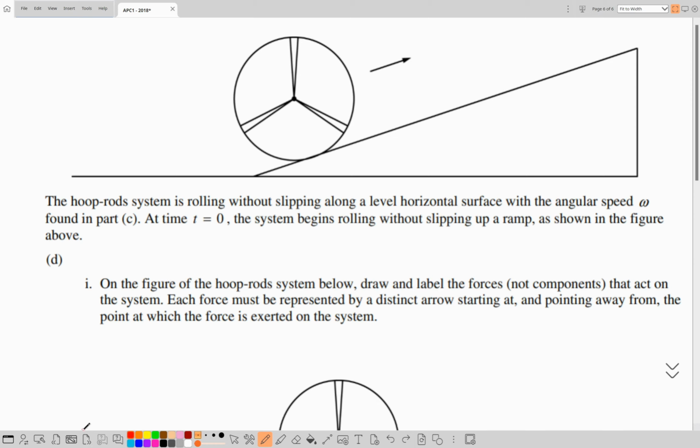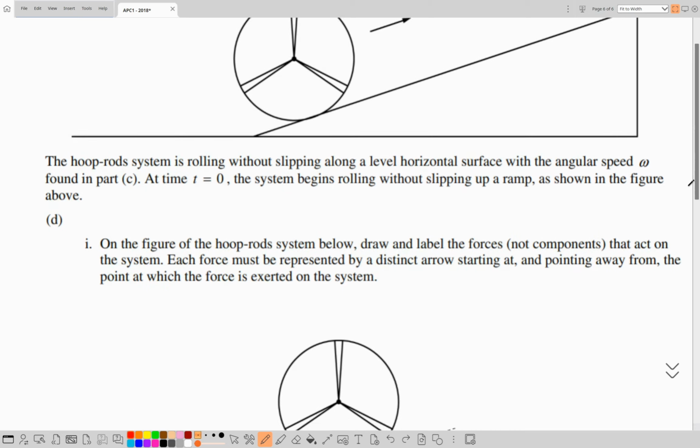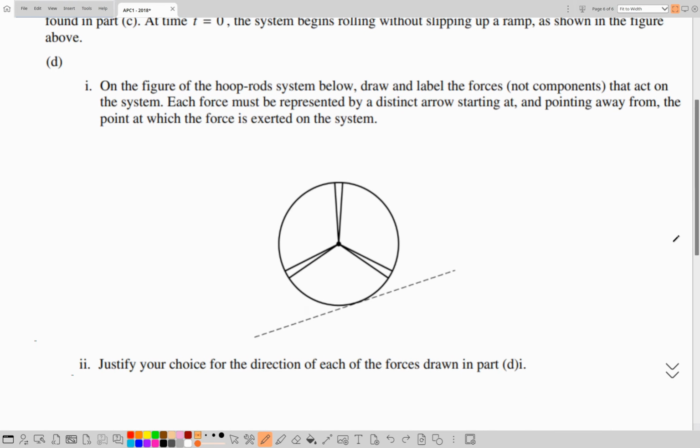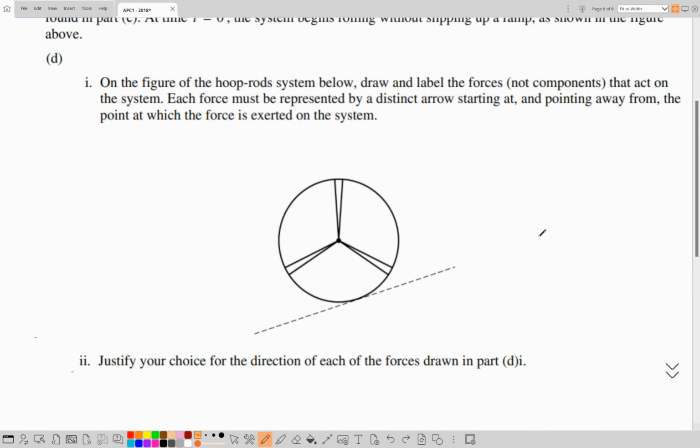Now moving on to the next page, the hoop rod system is rolling without slipping along a level horizontal surface with the angular speed omega found in part C. At time t equals 0, the system begins rolling without slipping up a ramp as shown in the figure above. In part D, idea 1, on the figure of the hoop rod system below, draw and label the forces, not components, that act on the system. Each force must be represented by a distinct arrow starting at and pointing away from the point at which the force is exerted on the system. In other words, we need to do a rigid body diagram.